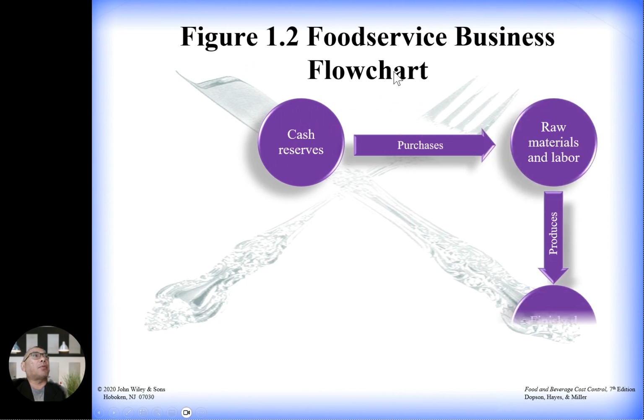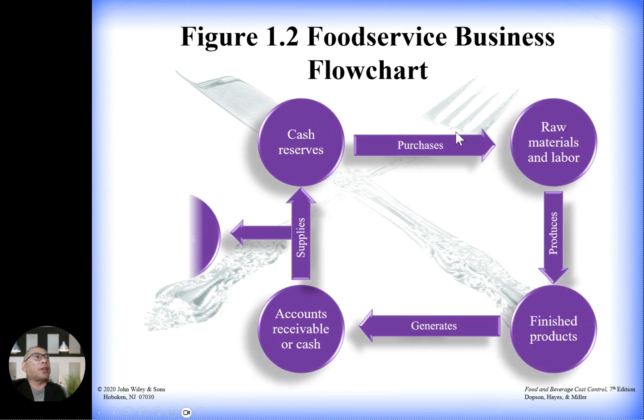Again, let's look at the food service business cycle, Figure 1 here. You have a cash reserve, and we're going to make some purchases. Let's say I have 10,000. I'm going to buy flour for my samosa shop, which is raw materials and labor, and then it produces the finished product, which is the samosa. When we make sales, we get accounts receivable or cash, and then we buy supplies again, and that generates profit. The key part is always revenue higher than expenses. That's how it stays sustainable. If expenses are higher than the revenue, that's going to be a loss.